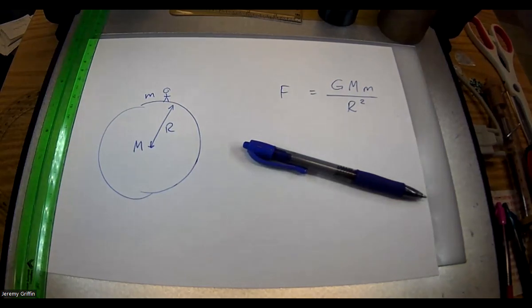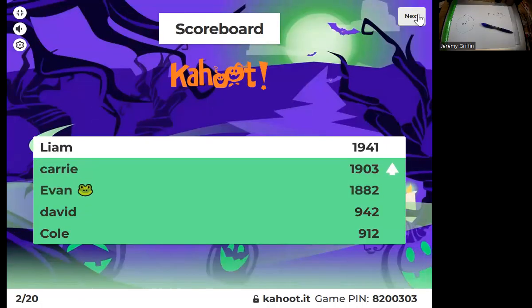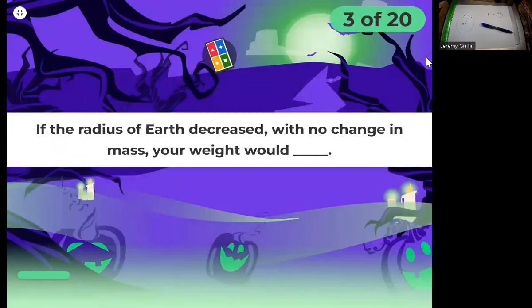Okay, so let's flip this back over. Okay, let's see if you guys can navigate that. All right, got Liam, Terry, Evan, David, and Cole. There you go.